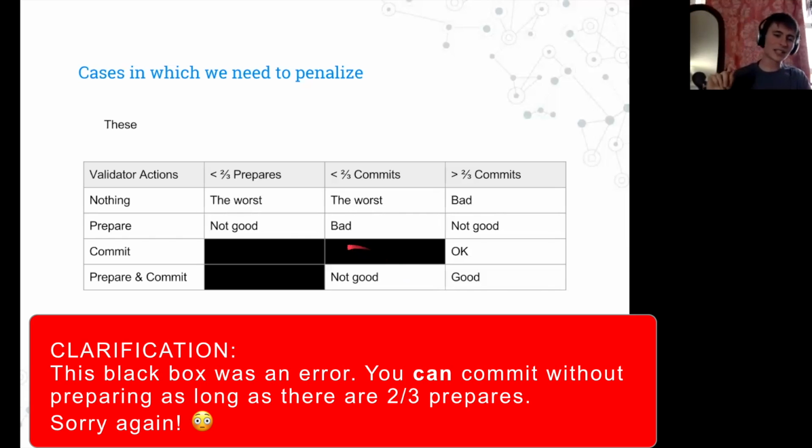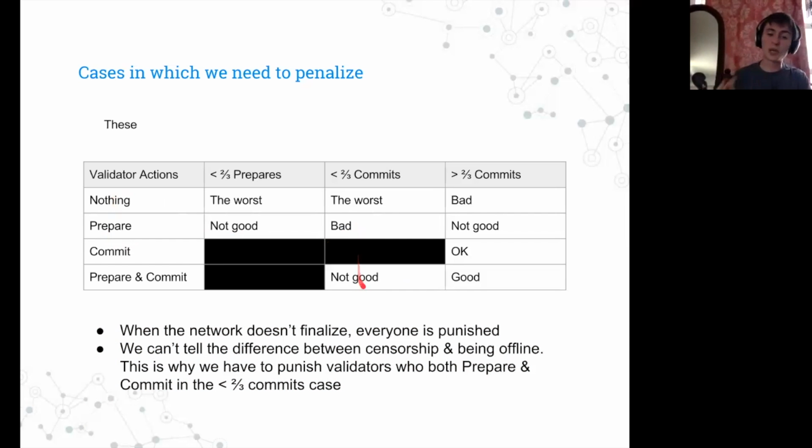I think that actually this box maybe should not be blacked out, and that you should be able to commit. Okay, technically in the implementation, you can't really commit unless you prepare. But anyway, the reason why you would want to prepare and commit instead of just committing or just preparing is because preparing and committing is doing more of a social good. It's doing more of a good to the protocol. And so it's going to be penalized less.